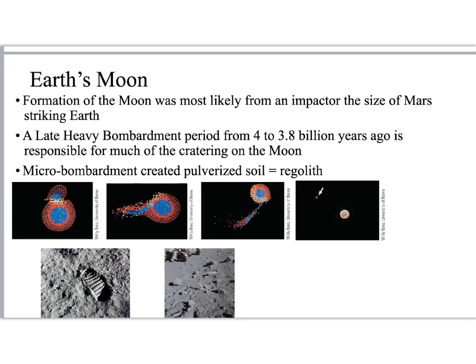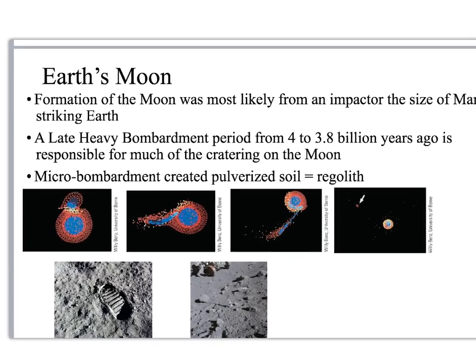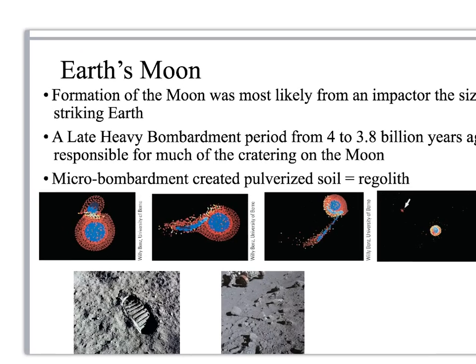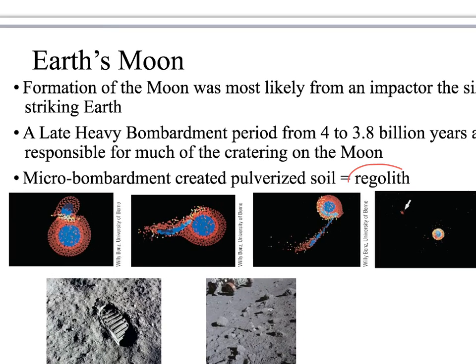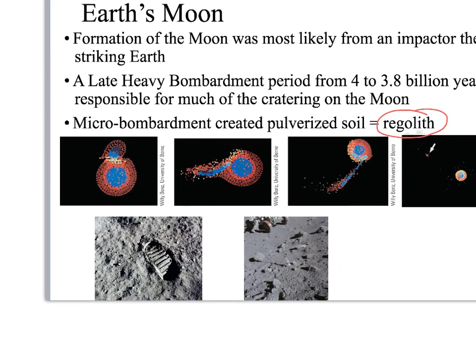On to part 3. I'm not going to ask you about the formation of the moon, but I am going to ask you about the term regolith. It might be a vocab term, I'm not sure. But when I see this picture, it just screams regolith. It's that powdery stuff that's all over the surface of the moon.